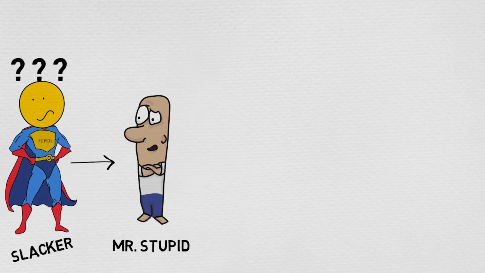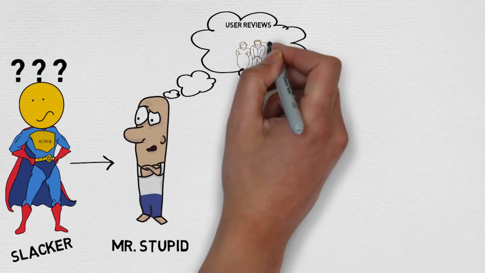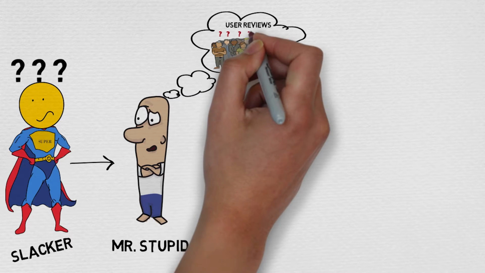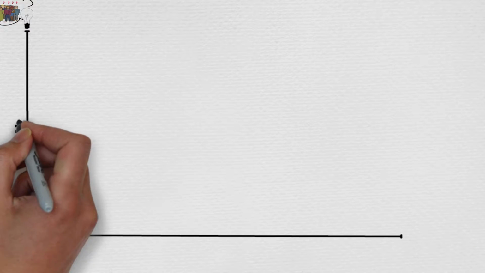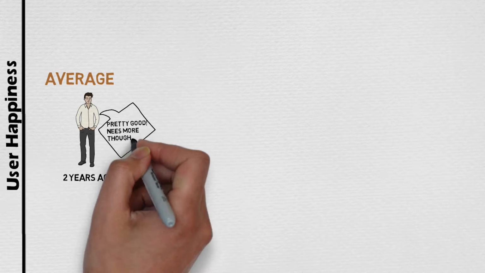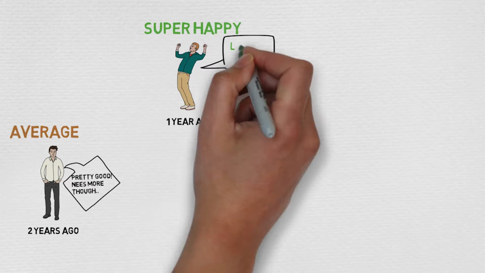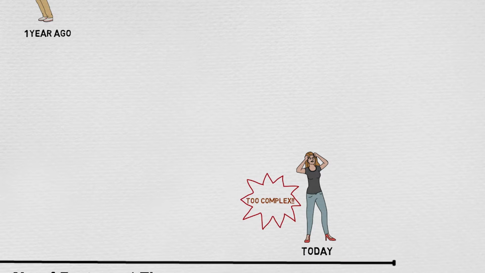Now, just to avoid a gut shot to my ego, I jump to the user reviews to see if I have any fellow compatriots who are feeling as stupid as I do. And that's when I noticed somewhat of a pattern. When the app was still new to the market, user reviews were along the lines of, pretty good, but needs more features. A year later, reviews said, excellent, I love this app. Fast forward to today, and people are saying, your app sucks, way too complex.